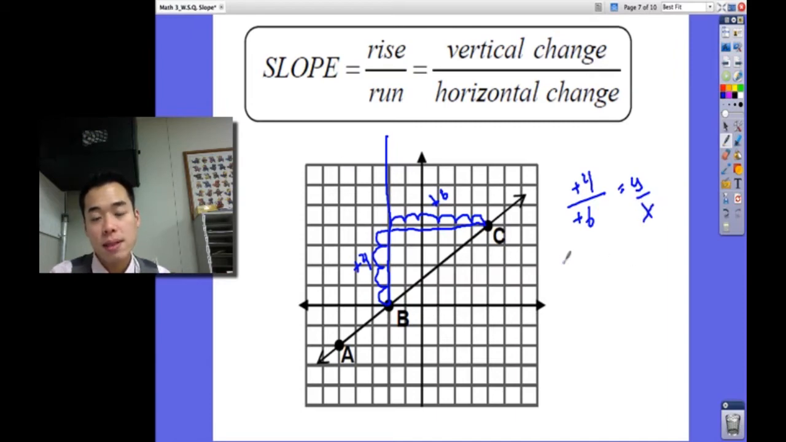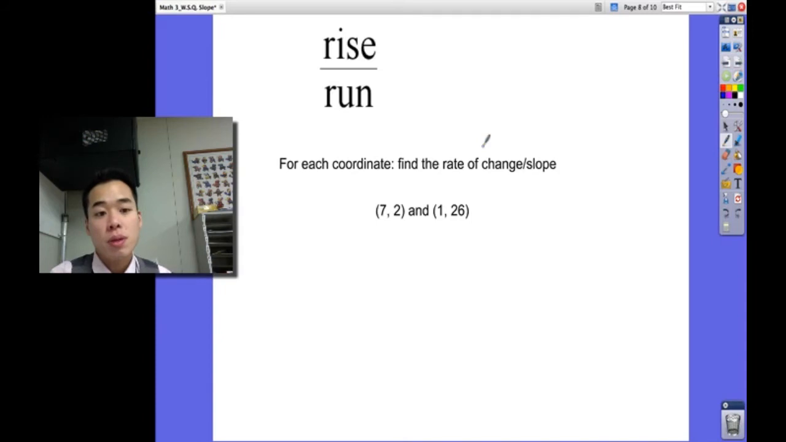So 4 and 6, a factor between 4 and 6 is 2. So it's going to be 2/3. 2/3 is my slope. And you can always simplify because you can also go from here 1, 2, and then over to the right, 1, 2, 3, and you'll still be on that line. So either way, the smallest slope that we can get is 2/3. Remember that the slope is the rise over the run. So even without a graph, it's pretty simple.